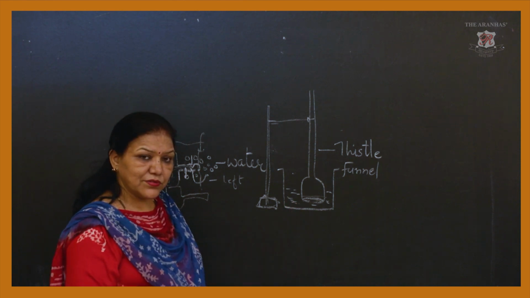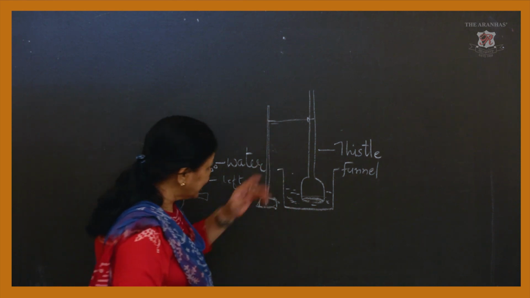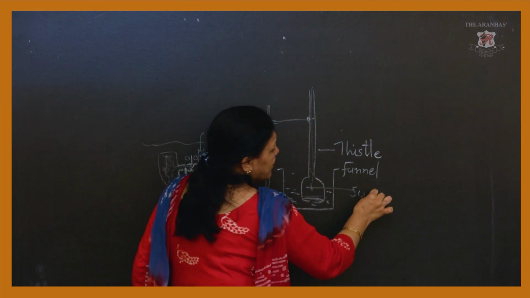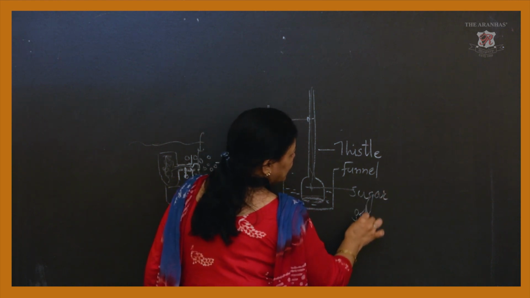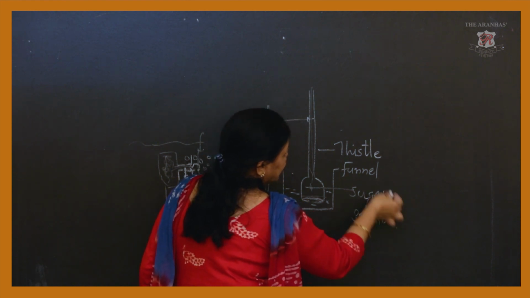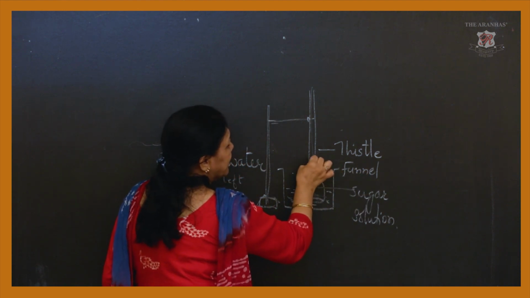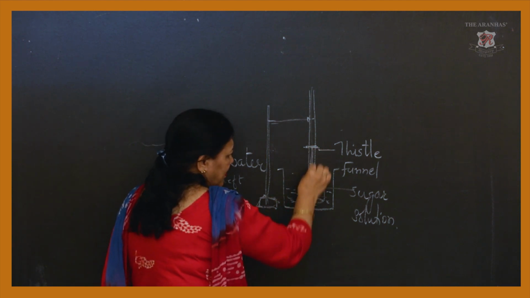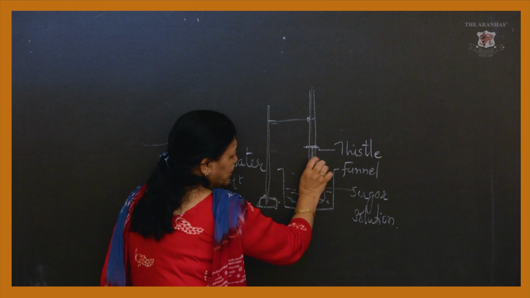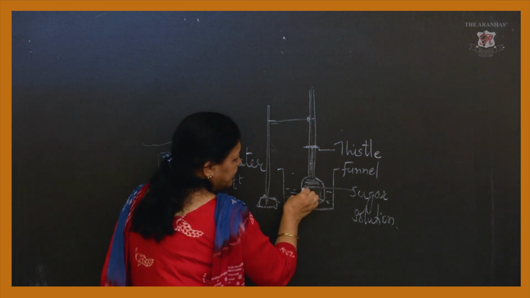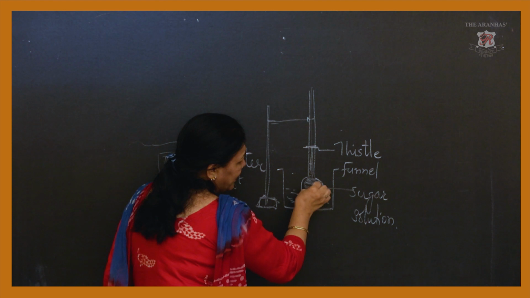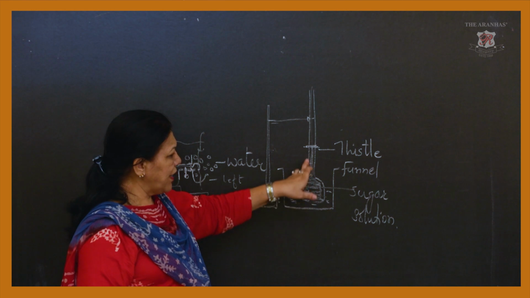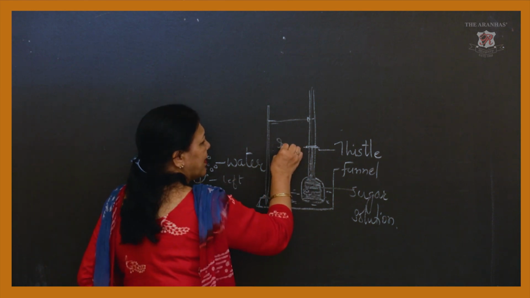Now where is the sugar solution used? This sugar solution is filled in the thistle funnel. Now the sugar solution is filled here. We mark the level of the sugar solution. You can very well see it now. The sugar solution is filled inside the thistle funnel and we mark the level, which is called the initial marking.